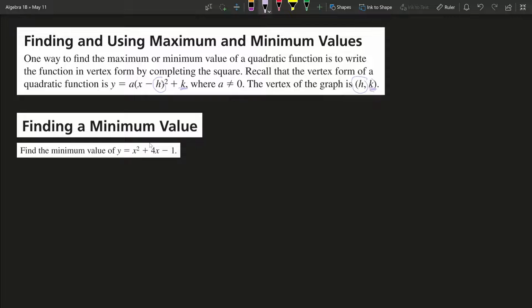Alright, so first thing I want to do here is move this -1. And to do that, we need to add 1 to both sides, which leaves us with y plus 1 is equal to x squared plus 4x minus 1. Oh, we got rid of the -1. And now we can complete the square for this part right here.